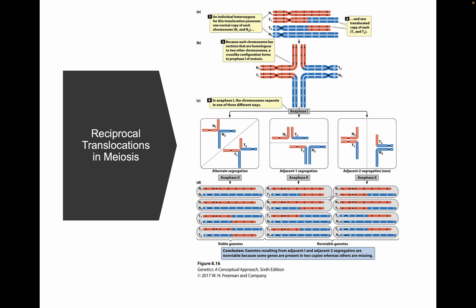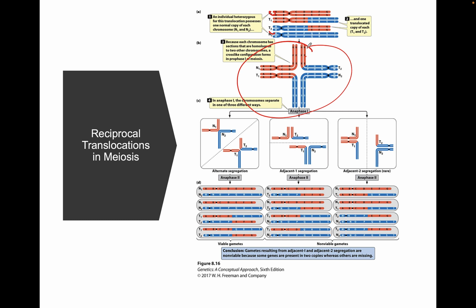In this case, where you have reciprocal translocation and meiosis, we'll start from the top, from A. The individual heterozygous for translocation is going to possess one normal copy of the chromosomes, denoted by N1 and N2, and it will also have a translocated copy, T1 and T2. Because the sets of chromosomes that are homologous form together during this translocation process in what we call a cross-like configuration. And this is in prophase 1 of meiosis. So it forms this cross-like structure here.